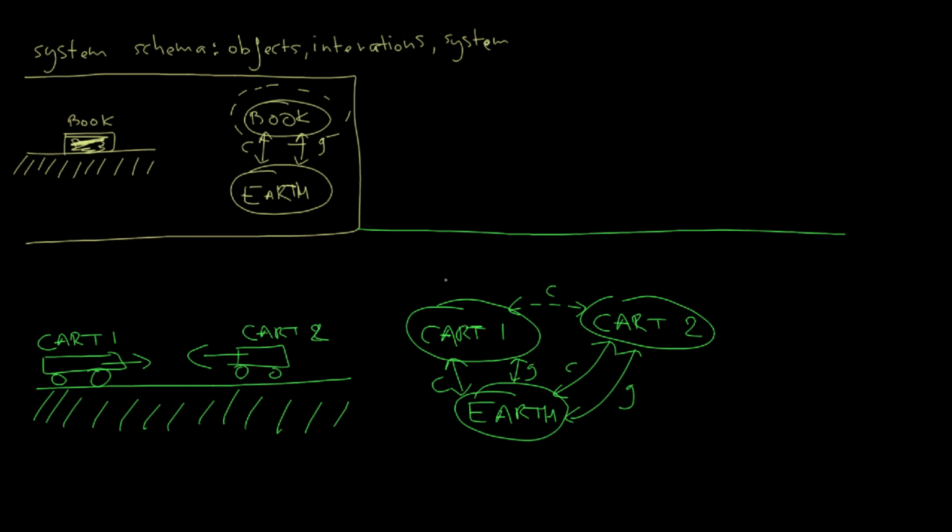And again, lastly, I can define my system by enclosing, using a dashed line, cart 1 and cart 2. These are the two objects in my system.